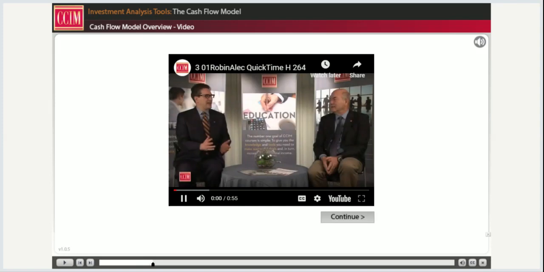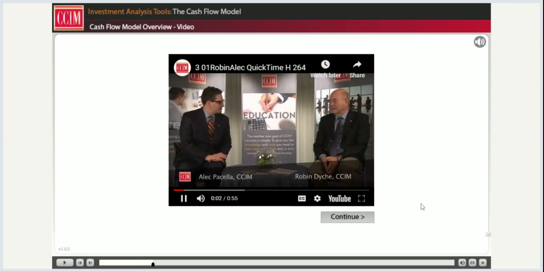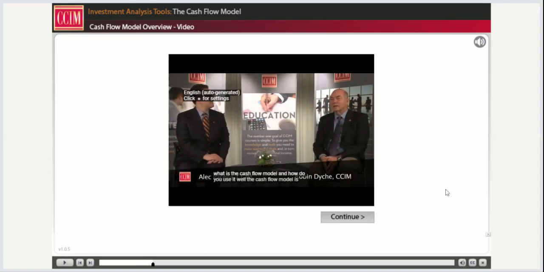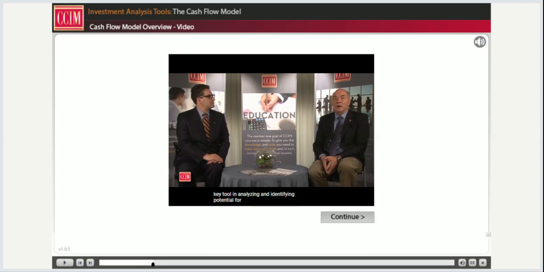What is the cash flow model and how do you use it? Well, the cash flow model is a key tool in analyzing and identifying potential for a real estate investment. I use it to help investors compare one investment versus another. The model is a visual way to illustrate the amounts and timing of the cash flows.